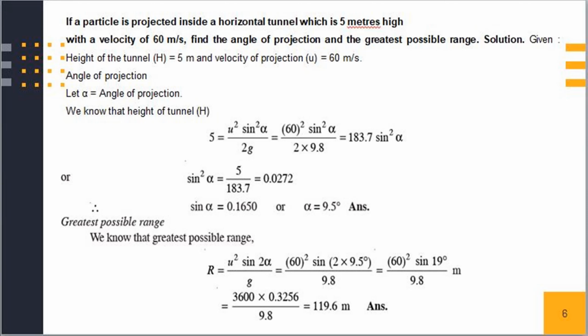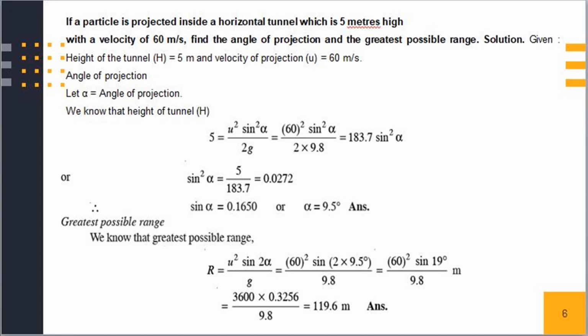First of all, we will find angle of projection. Let alpha be the angle of projection. Therefore, we know that height of tunnel h is equal to u square sin square alpha divided by g. By putting all these values, we get sin square alpha is equal to 0.0272.